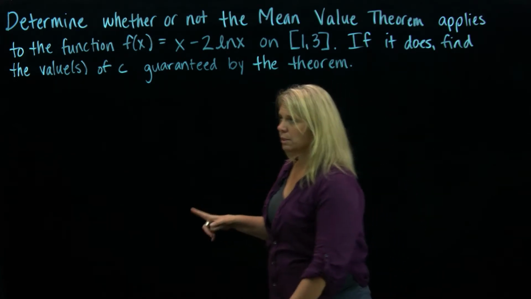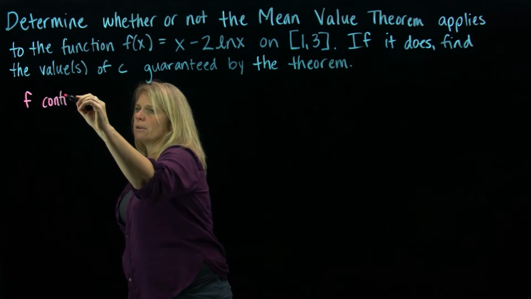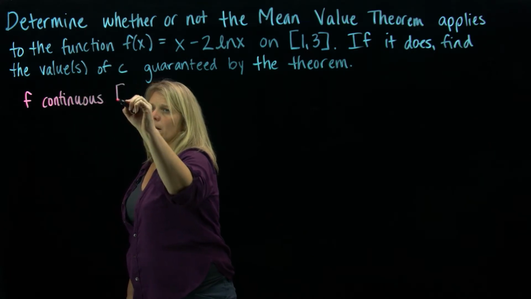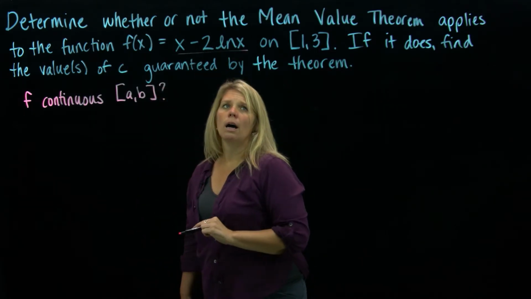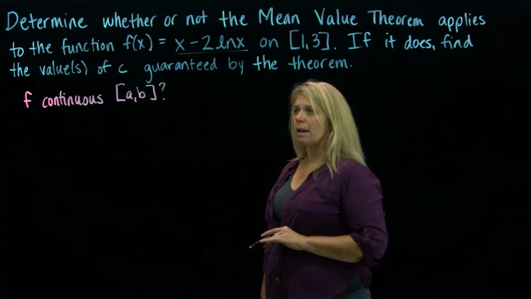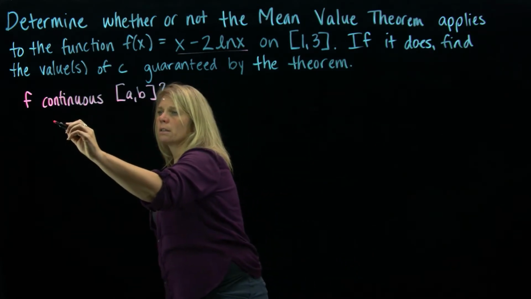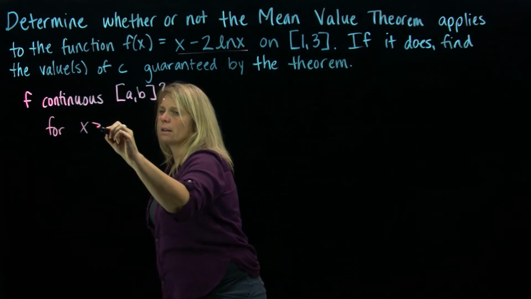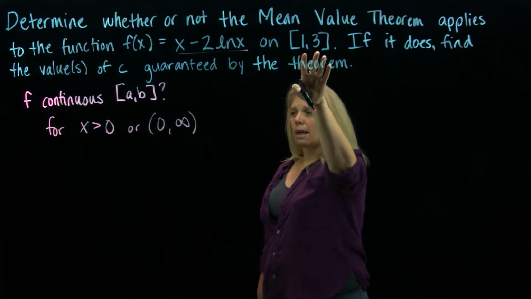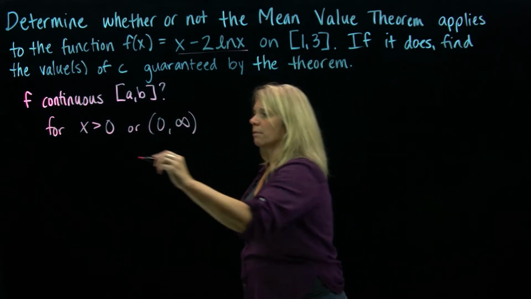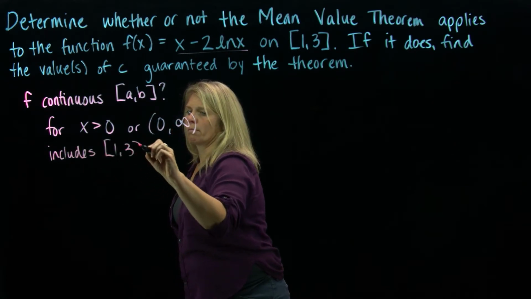Okay, so two things to check for mean value theorem. The function needs to be continuous on the closed interval a, b. So here's our function. This function is not continuous for all values of x. We want to think about where that function is continuous. This function is continuous for x greater than 0, or we could write the interval 0 to infinity. And that includes our interval 1 to 3. So we're okay there. So yes.